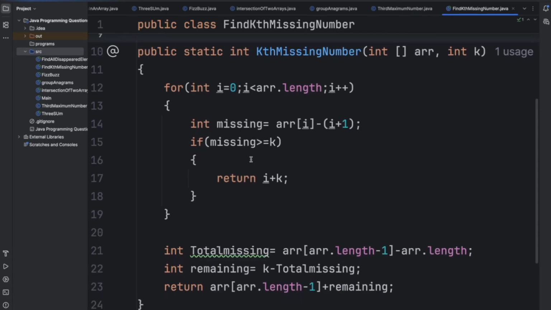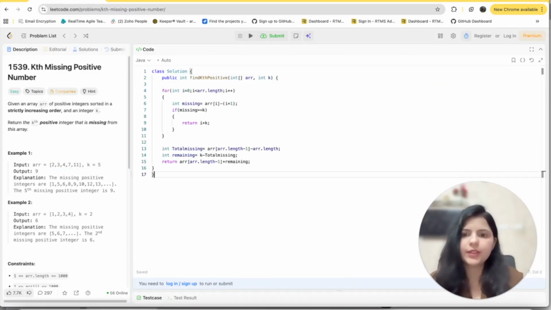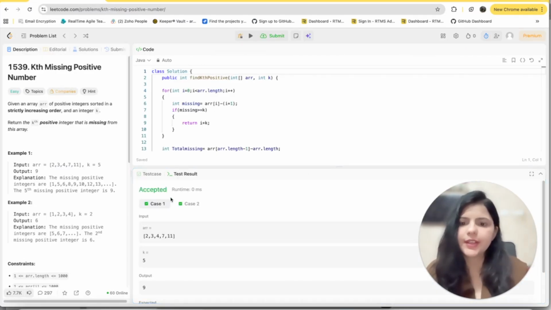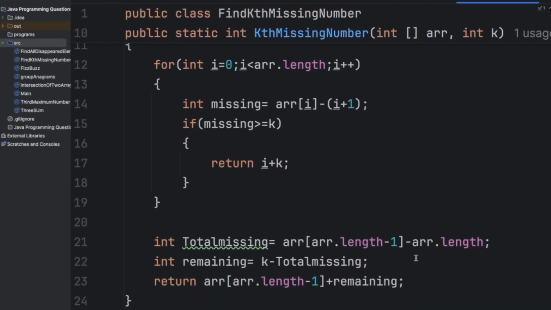Now let's go back and we will write the solution in LeetCode as well. So let me copy the solution here and we will run it. So we can see here it is accepted, runtime is 0 milliseconds, so we can submit the code. We can see here it is accepted and all the test cases have been passed. So this is how we need to solve this problem.